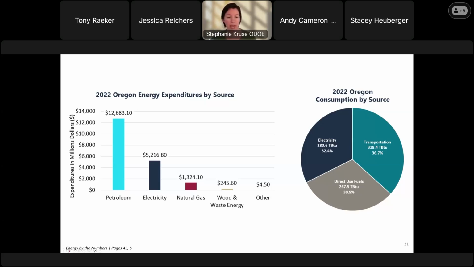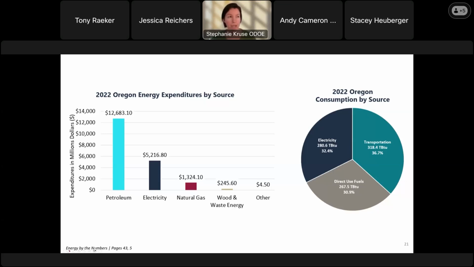Natural gas expenditures constitute a smaller portion of total consumer energy expenditures in Oregon, primarily because not all people and businesses have access to natural gas. Natural gas retail prices are also regulated by the Oregon Public Utility Commission, and like electricity prices, have increased since 2020.